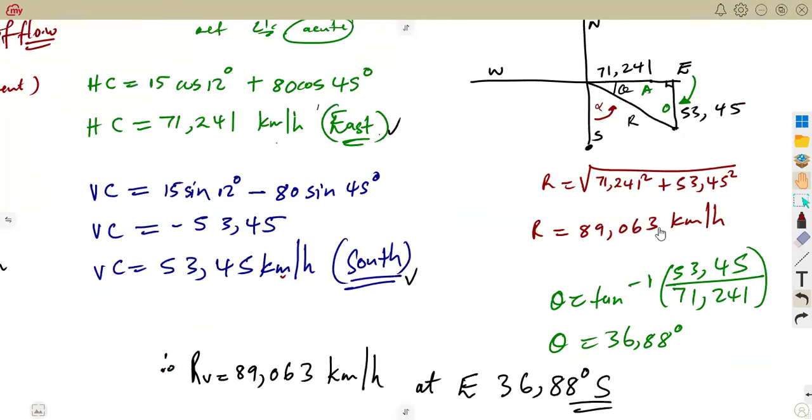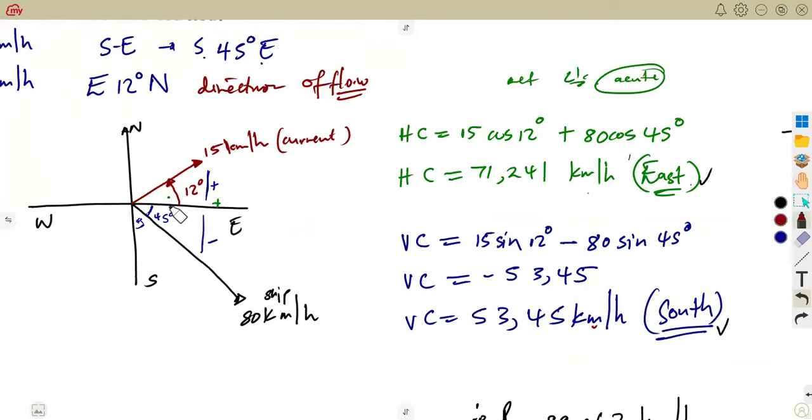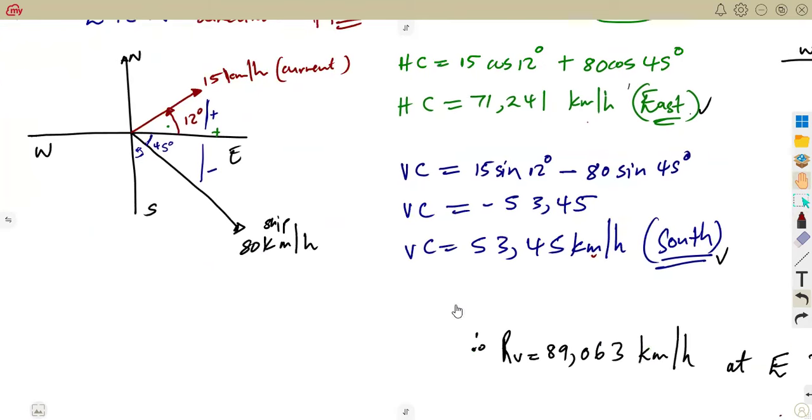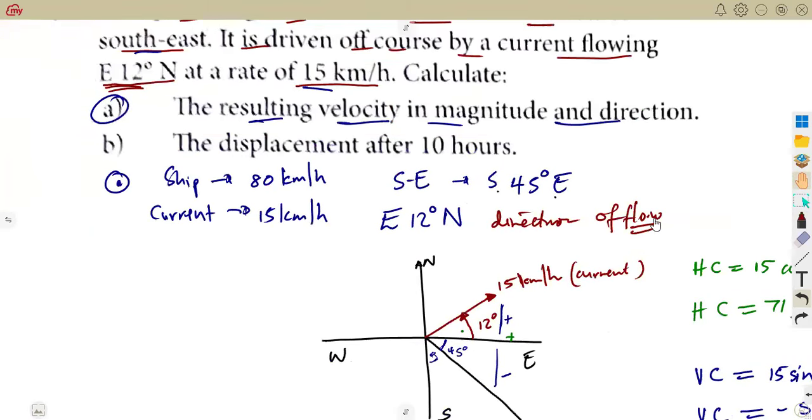So I want those who are using actual angles here. Are we together? Are we obtaining the same answers? You must have the same values as this one. All right, then the last part was to calculate the displacement after 10 hours.